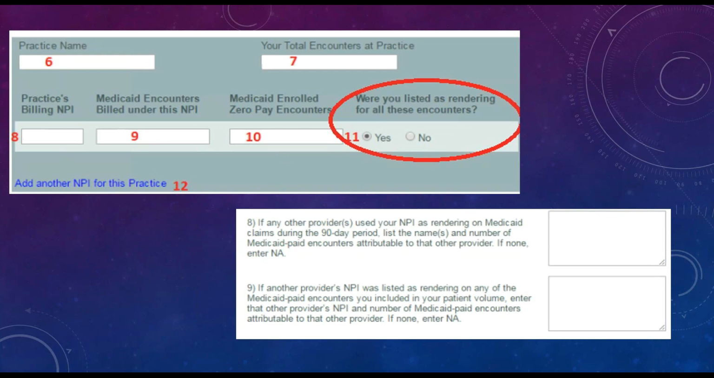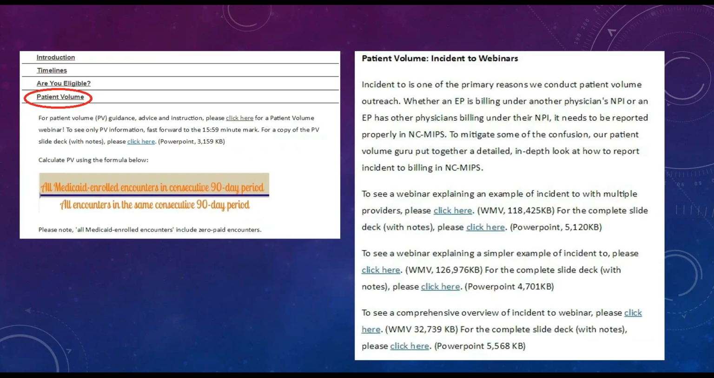If any of your encounters were billed to Medicaid using another provider's NPI as rendering on your claims, you need to report this in NC MIPS. If another provider's NPI is listed as rendering on your encounters, you must report that other provider's NPI and the number of Medicaid paid encounters that belong to that other provider. If you fail to include this information, we can't validate your attestation. See page 39 of the attestation guides for more instructions on how to report Incident 2 encounters.